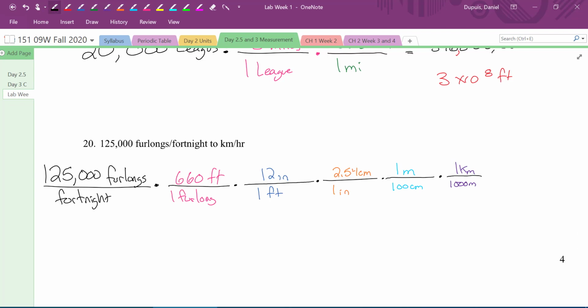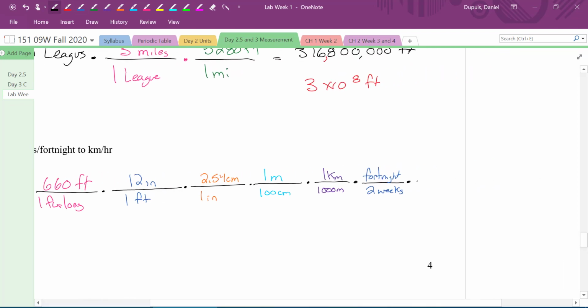We gotta keep going. For fortnight. So what's a fortnight? It's a video game now, apparently. So a fortnight is 2 weeks. And then we know that 1 week is 7 days. And we know that 1 day is 24 hours.